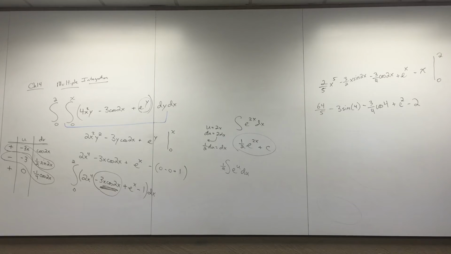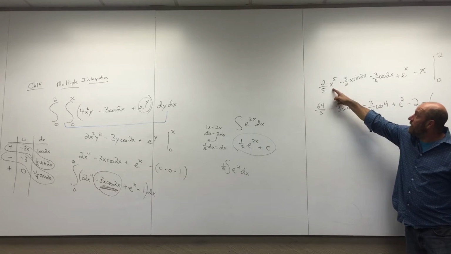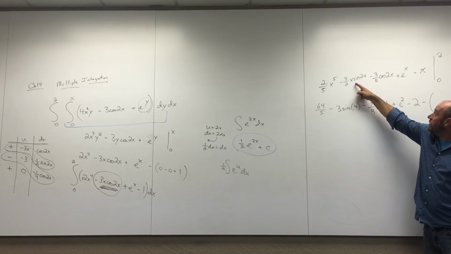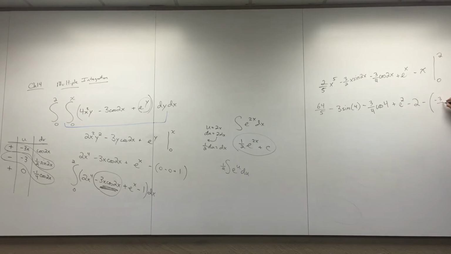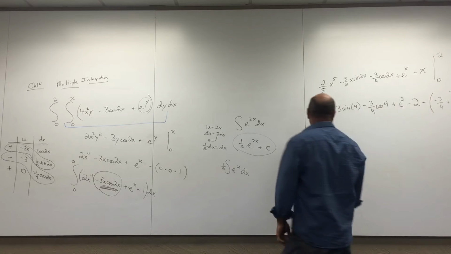Wow. Minus, what happens when we plug in a 0, you guys? You gotta watch out. Sometimes you have a habit of thinking everything's 0, but let's see, that's a 0. That's a 0. Hey, the cosine of 0 is a 1. So that's a negative 3/4. And then plus 1. And that's e to the 0, that's a plus 1. And then that's a 0. We're finished. Whatever this number is.